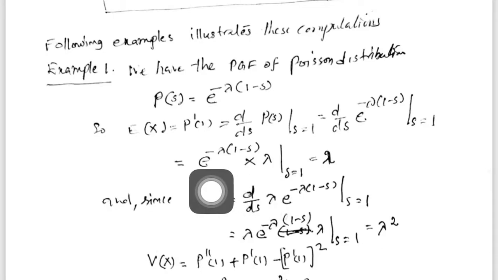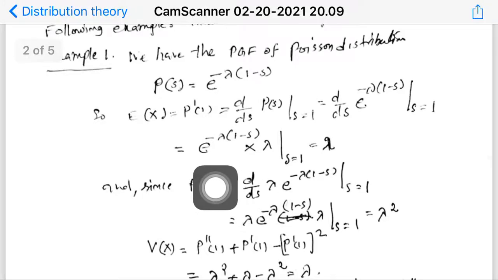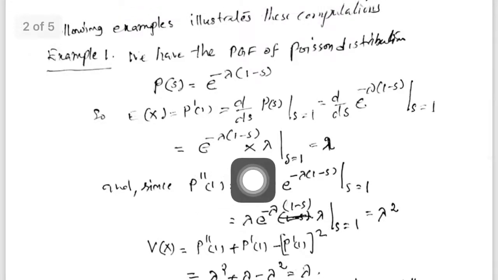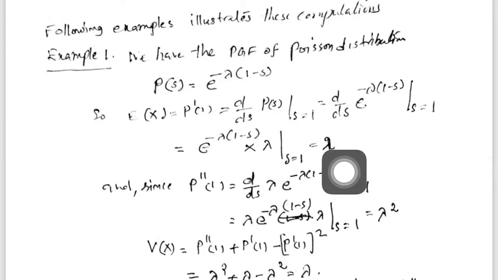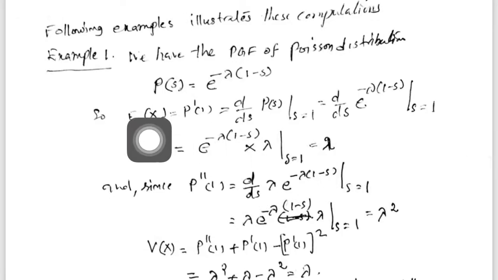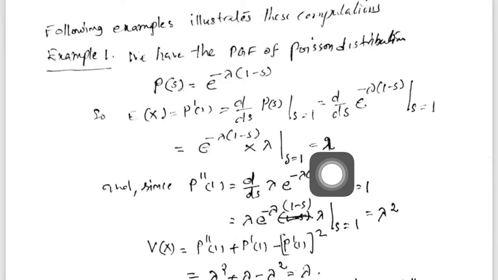And you can see that this is e to the power of minus lambda into 1 minus s into lambda at s equal to 1, which is equal to lambda. That is, the mean of the Poisson distribution is equal to lambda. And similarly, you will see that the variance is also equal to lambda.